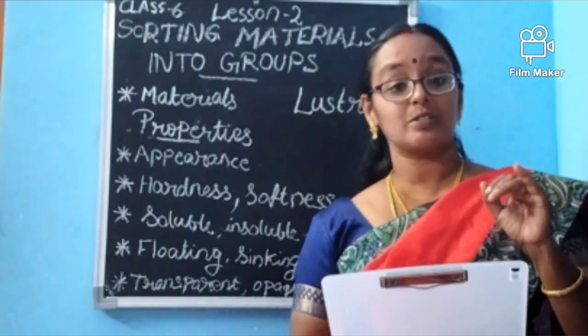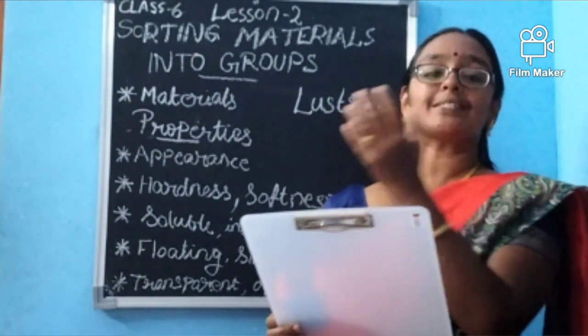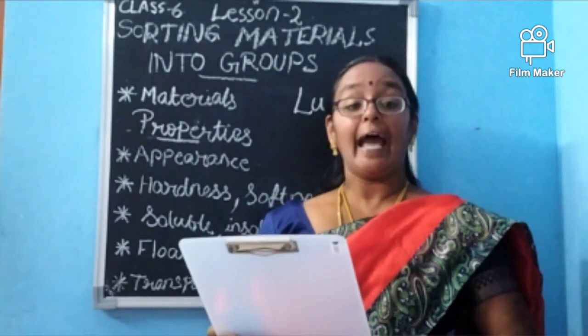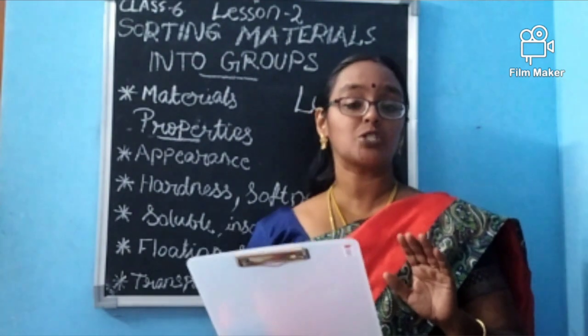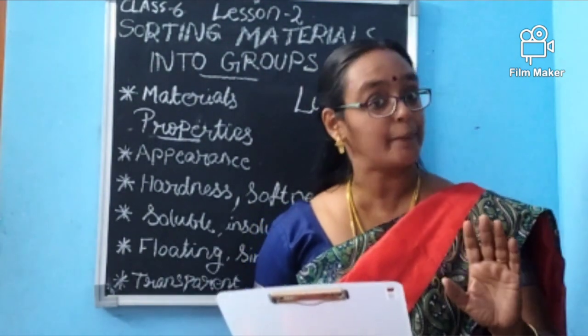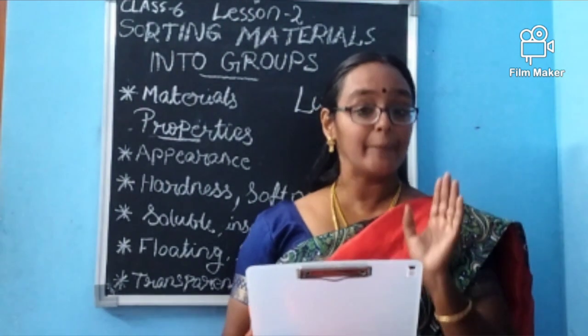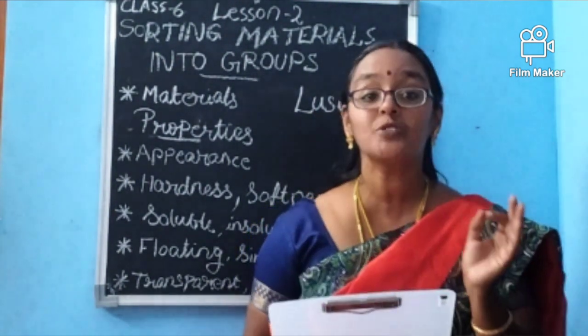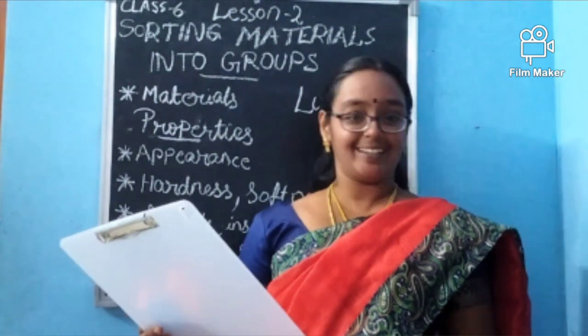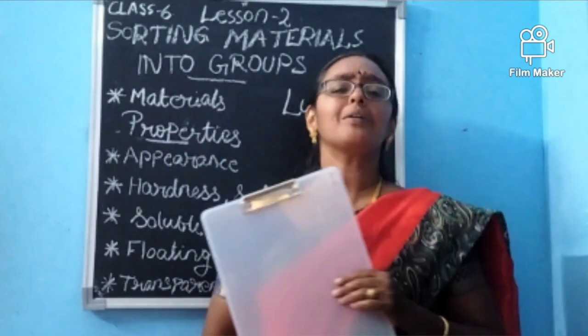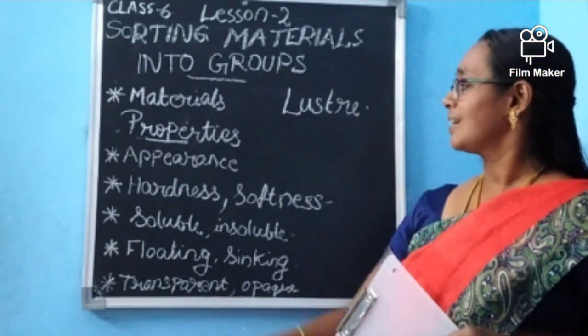Transparent is the first one, materials through which we can see the objects so clearly. And opaque are the materials through which we are not able to see the objects at all. And translucent are the materials through which we can see the object, but it is not clear. That's translucent. Okay. So what are things we have learned in this chapter?